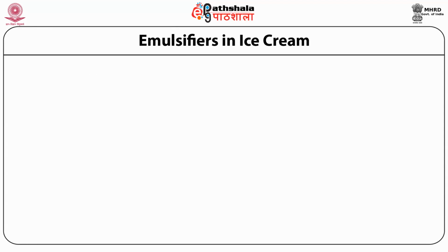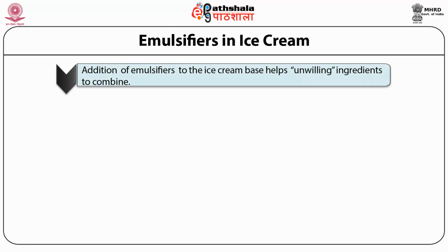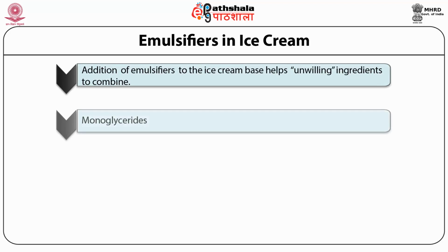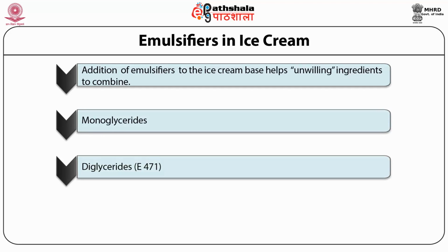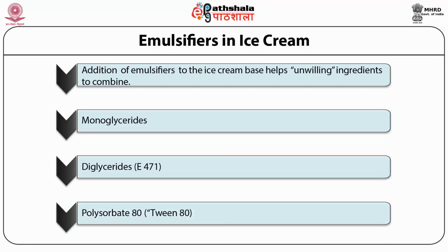First of all, let us have a word on emulsifiers. Emulsifiers are extractions of various oils, that is, they are glycerides. They may be monoglycerides and diglycerides of different oils. Sorbitol can also be used, as polysorbate 80 or Tween 80, as an emulsifier in ice cream mixes.